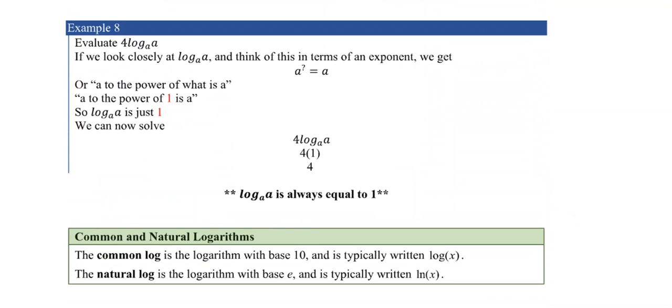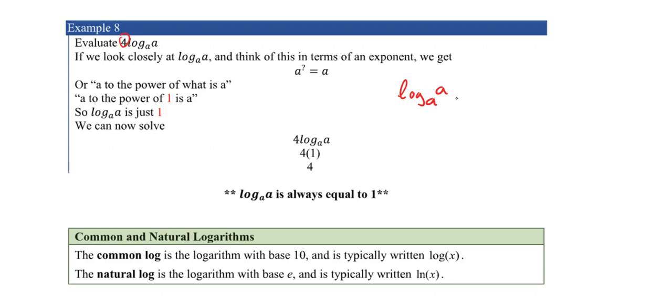All right, now what about this one? It says evaluate 4, and then it says log base a of a. Now, this is actually going to end up being one of our log laws in the next lesson, but it also just relates to what we're doing right now, right? So if we just ignore the 4 for a second and look at log base a of a. Okay, so we don't know what a is, but we can do the same logic.